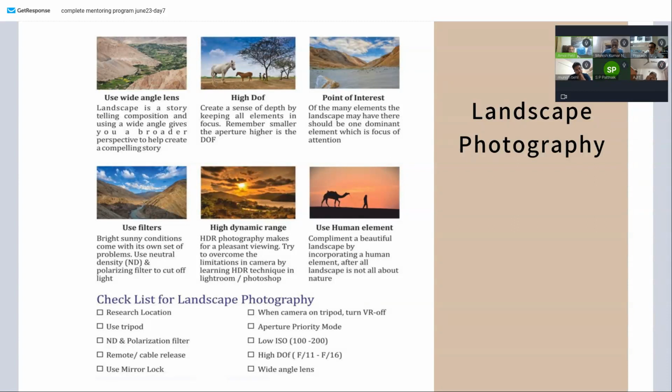Right, let's go. Landscape photography: use a wide angle lens. You want a perspective from the left hand corner to the right hand corner.